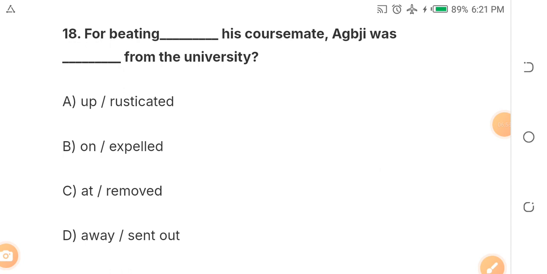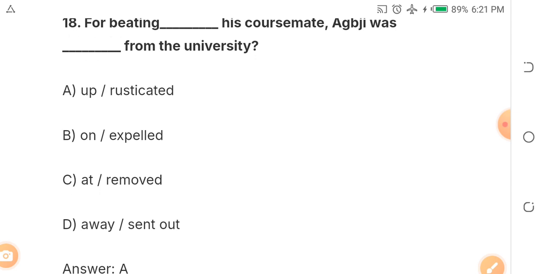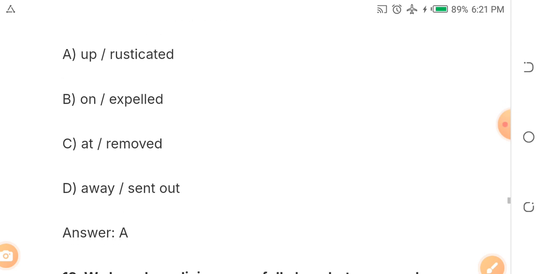For beating dash's classmate, Abji was dashed from the university. This one is two in one. This one is a double barrel question. So I need you to be careful when answering. A. For beating up his classmate, he was rusticated. B. For beating on, he was expelled. C. For beating at, he was removed. D. For beating away, he was sent out. The answer is A. For beating up his classmate, he was rusticated.